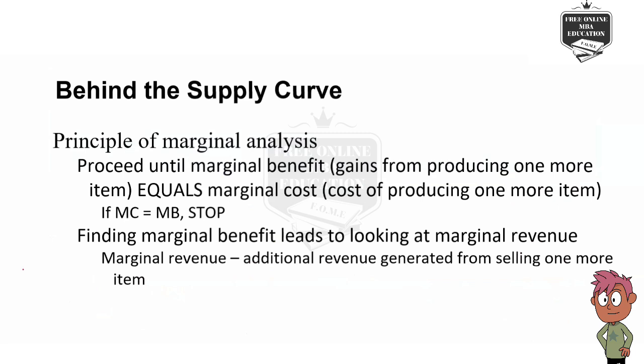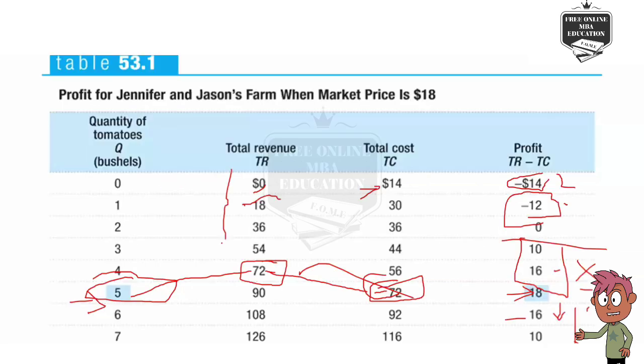Okay. Now, finding the marginal benefit leads to looking at the marginal revenue. Now, we were looking at marginal revenue, right? What we were following through was how the revenue was going up, how the cost was also going up, but the revenue first went up at a diminishing rate, then became maximum, and then started to fall down again.